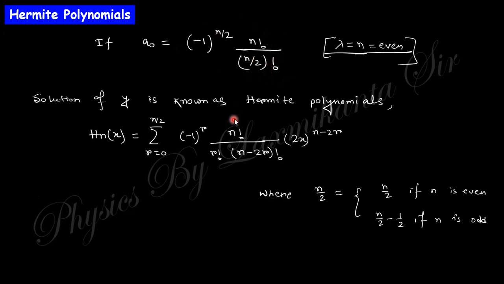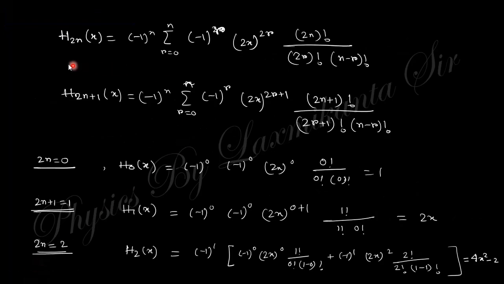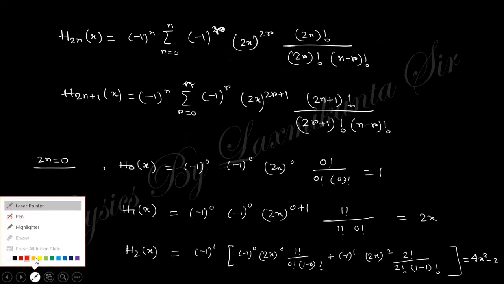From where, putting this value, you can get the Hermite polynomial expression in terms of an infinite series, where n equals n by 2 when n is even, and this is when n is odd. After rearranging them, you can easily write down this Hermite polynomial in case of n equals even and n equals odd.